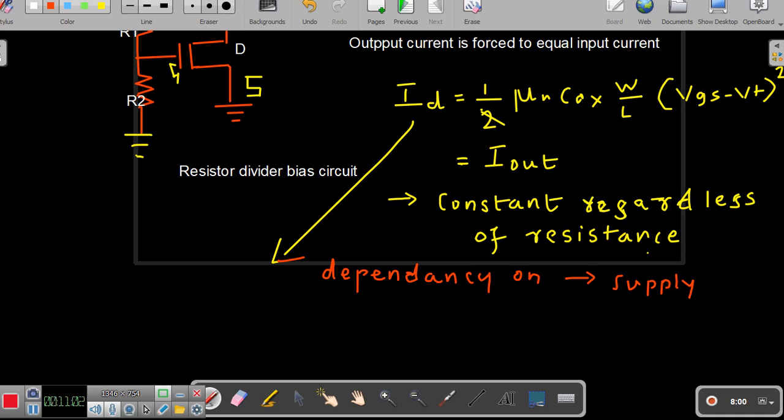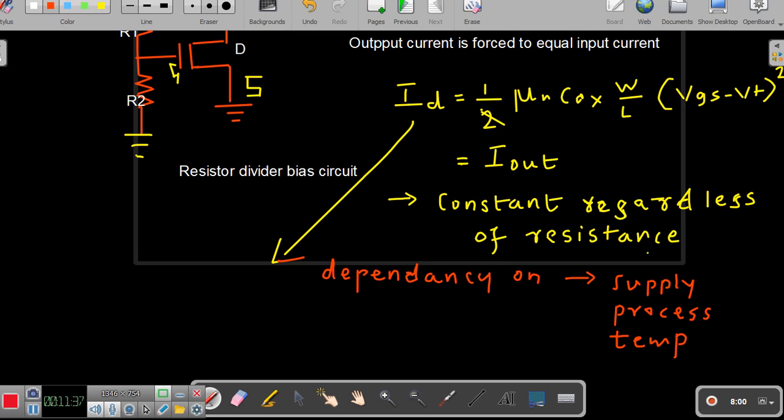The second one is it depends also on the process, and of course it is also dependent on the temperature. These three parameters are going to affect the value of ID or your I out because of the nature of the equation, right? Supply, you can understand, you have VGS and VT. Process, what do you mean by process? Process is how exactly this particular MOS device is being manufactured, right?